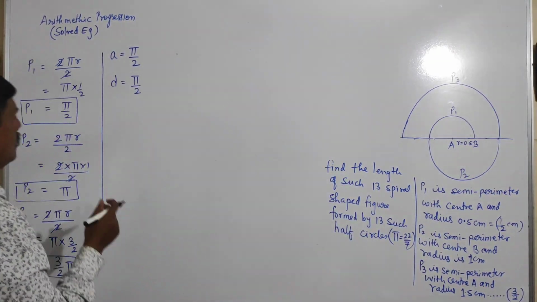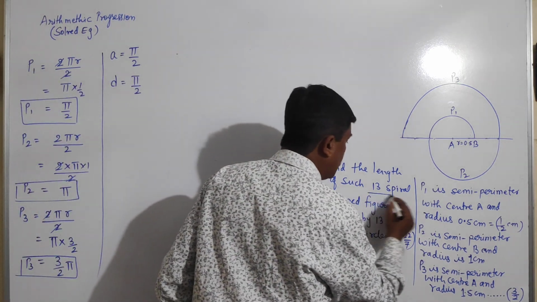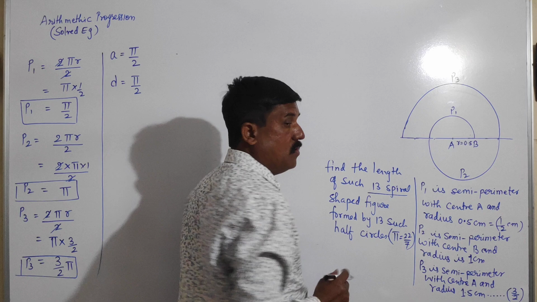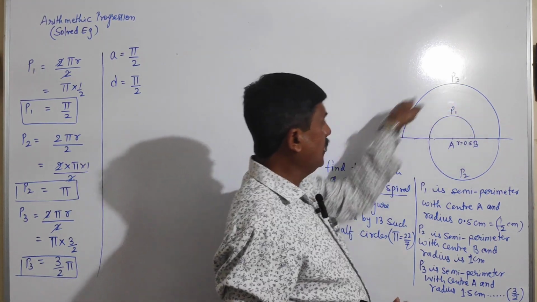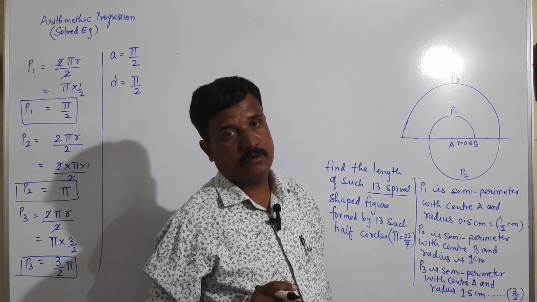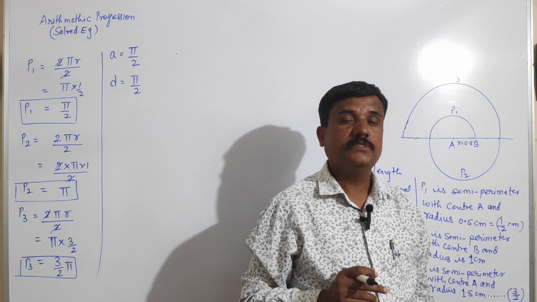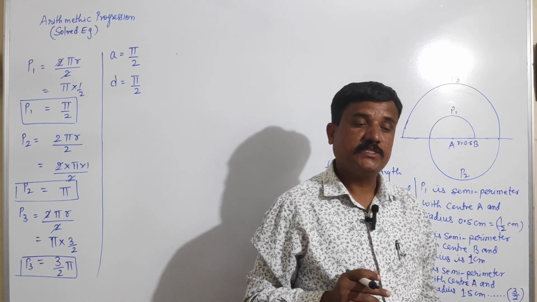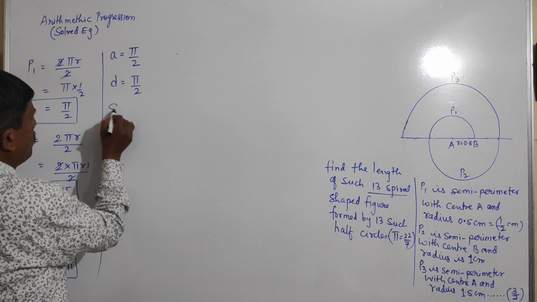So what we have to find? Find the length of such 13 spiral shaped figure. We have to find all the length. We have to add all 13 half spirals. How many? 13 half spirals. So which formula will you use? We will use the formula for sum.